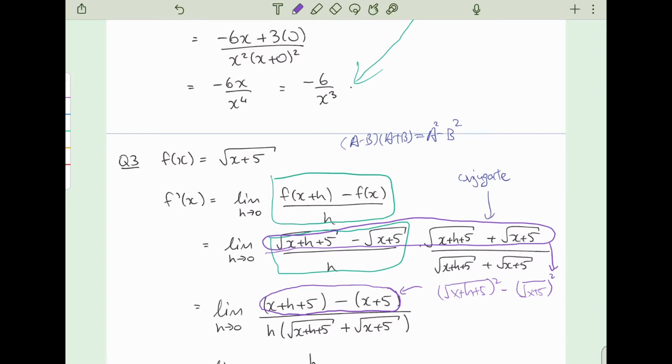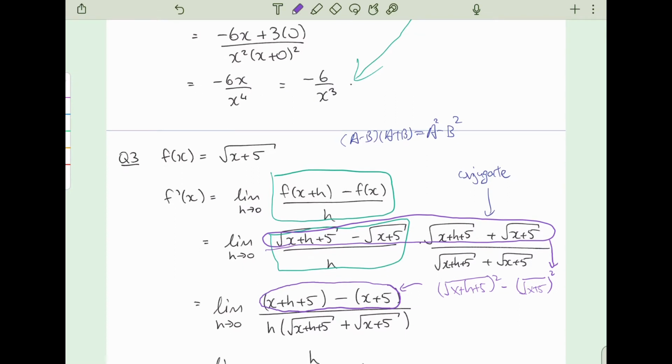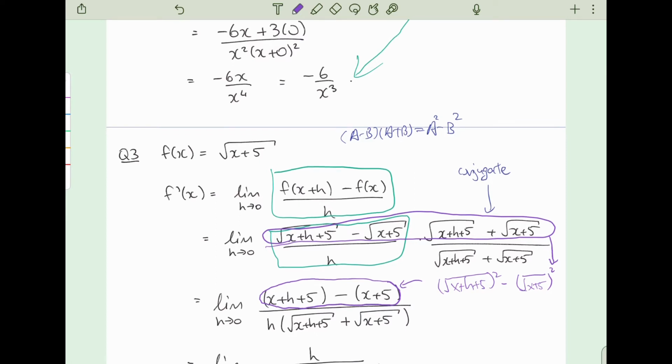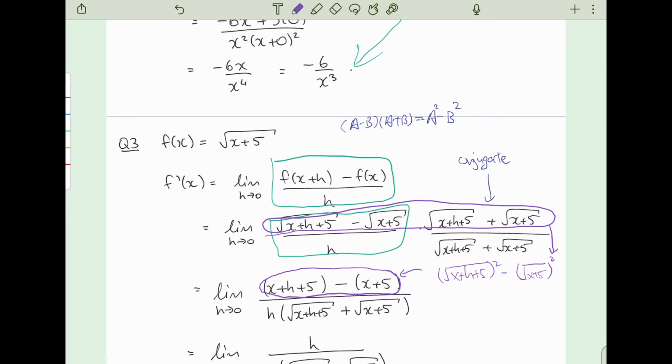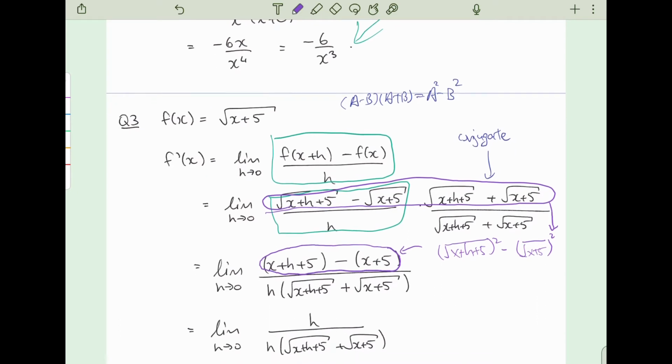Now we can open the bracket, right? And for the denominator, we don't need to do anything. We just multiply them as a product of brackets. And we don't have to multiply them through yet. Just leave them there. Work on the top.